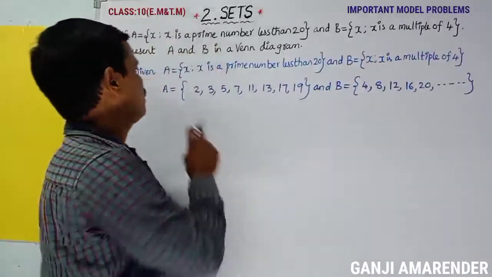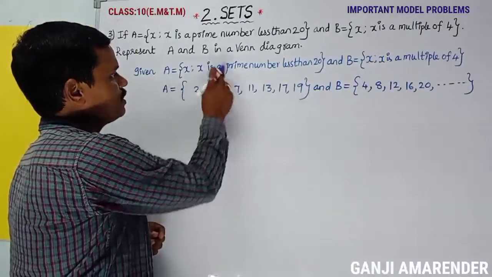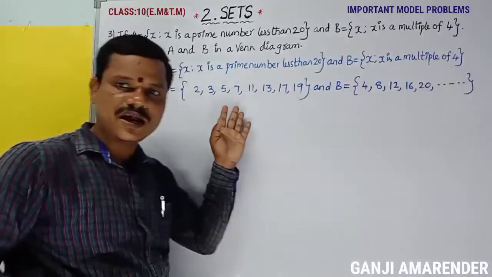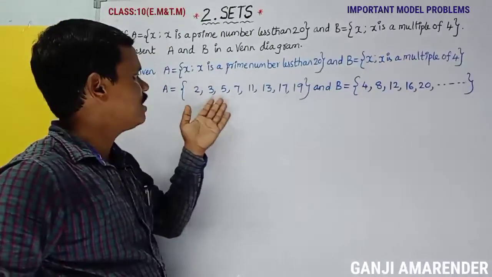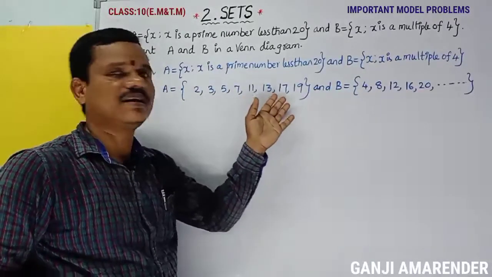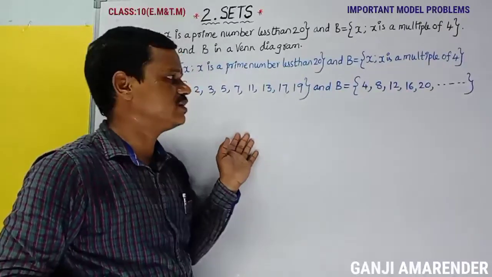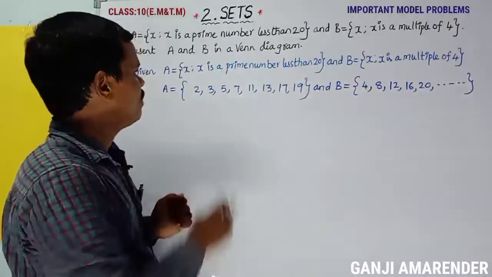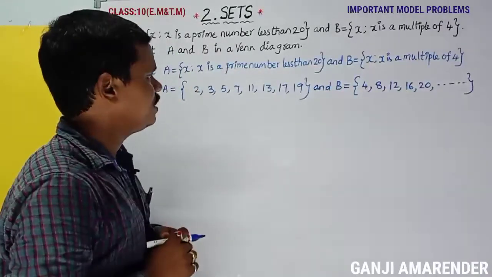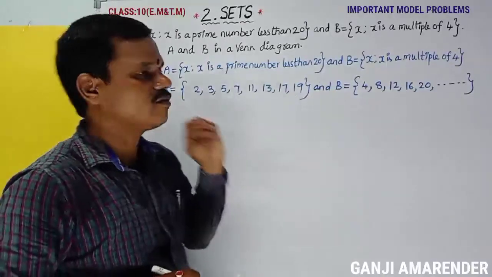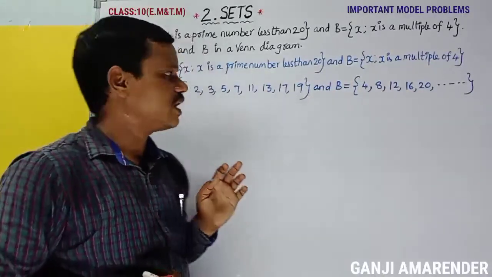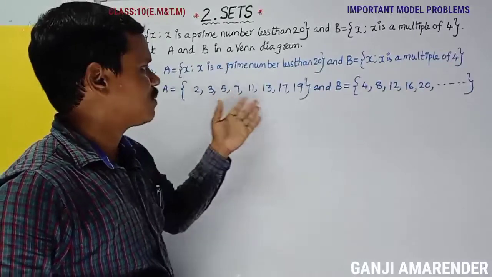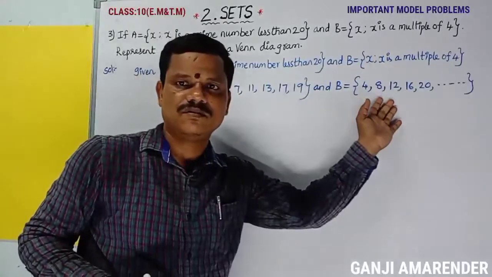Here A is equal to x such that x is a prime number less than 20, means 2, 3, 5, 7, 11, 13, 17, 19. These are all prime numbers less than 20. Now observe the sets A and B. These two sets have no common elements. 2, 3, 5 are prime numbers, these are multiples of 4.